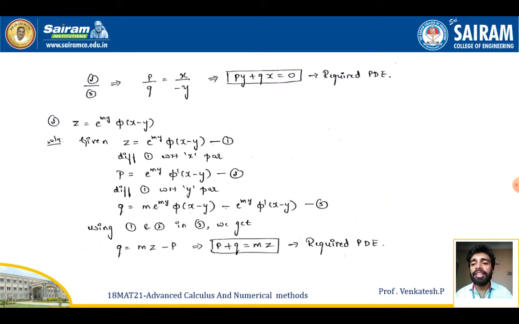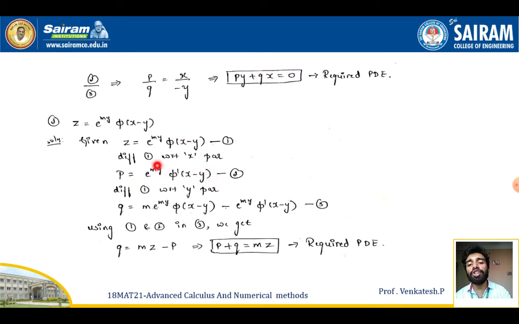Next problem, z is equal to e power my into phi of x minus y. Here phi of x minus y is an arbitrary function. We need to eliminate that. So given z is equal to e power my into phi of x minus y, call it equation number 1. If we differentiate this equation with respect to x, since e power my is a constant, I can keep e power my as it is. Differentiating z with respect to x, I will get dou z by dou x, which is p, equal to e power my into phi dash of x minus y. On differentiating the phi function, I get phi dash of x minus y, and differentiating x, I will get 1.